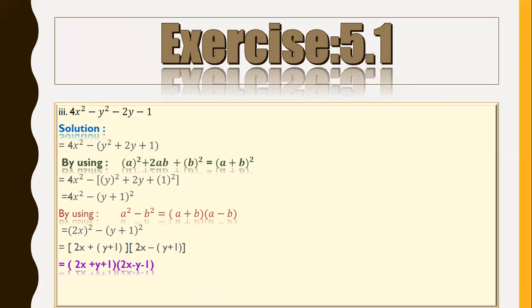And 4x square, when you convert in the form of the square, 4 is the square of which number? 2. So instead of 4x square, we write 2x whole square minus y plus 1 whole square. And this is the formula of a square minus b square. It will be a plus b and a minus b. Again, when you open the brackets, 2x plus y plus 1 and 2x minus y minus 1 is the required answer.